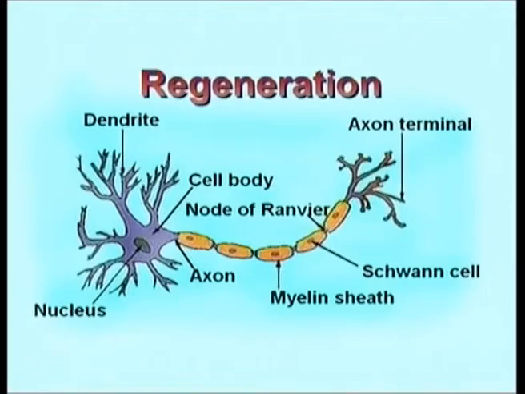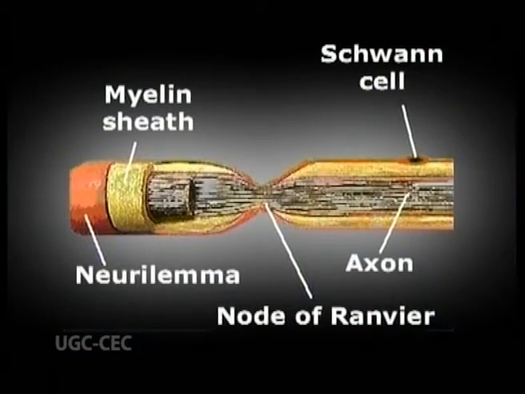Regeneration. Regeneration of axons and dendrons is limited and may occur if the cell body is intact and if the Schwann cells are functional.